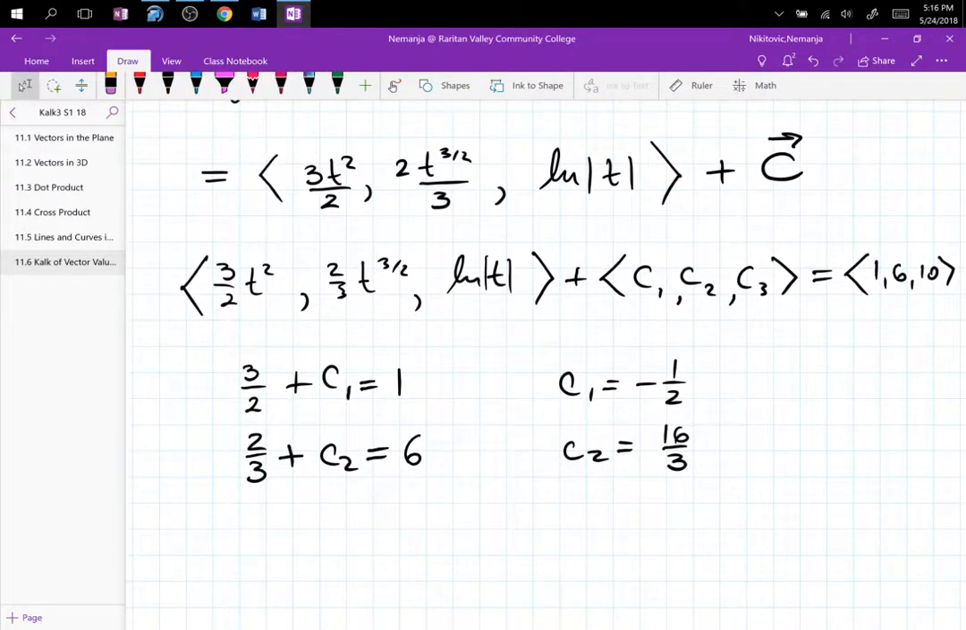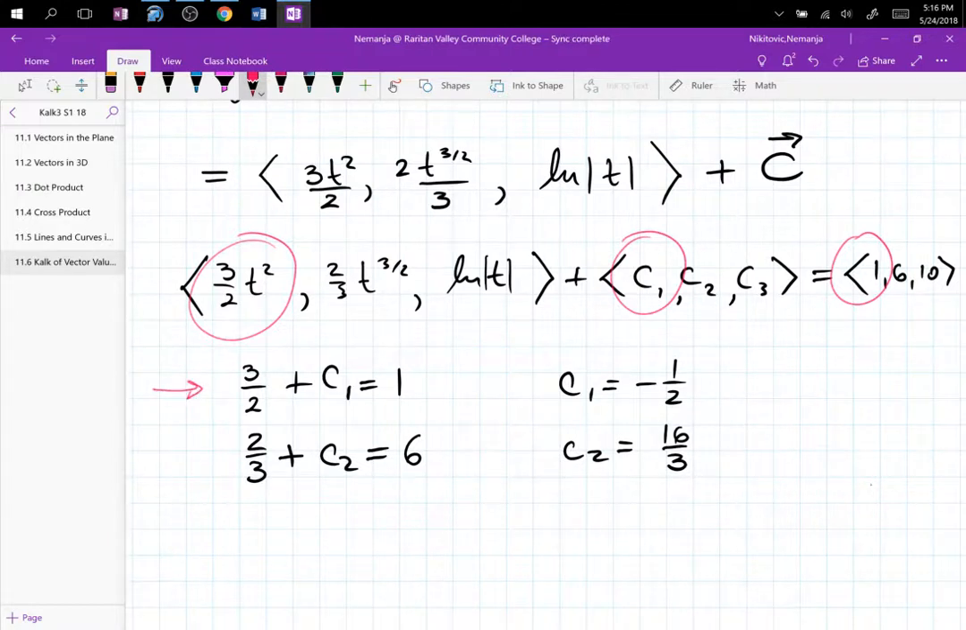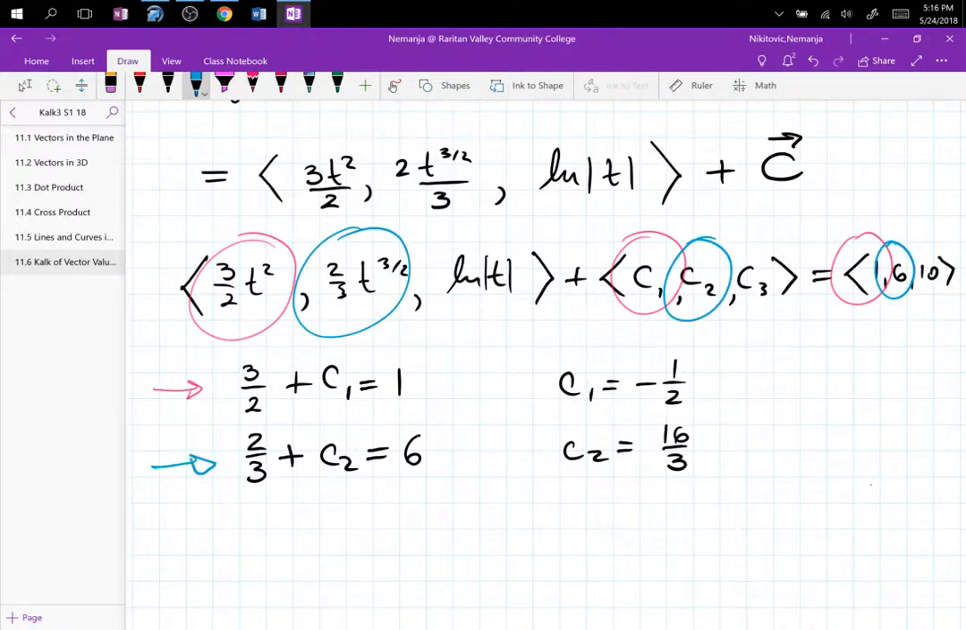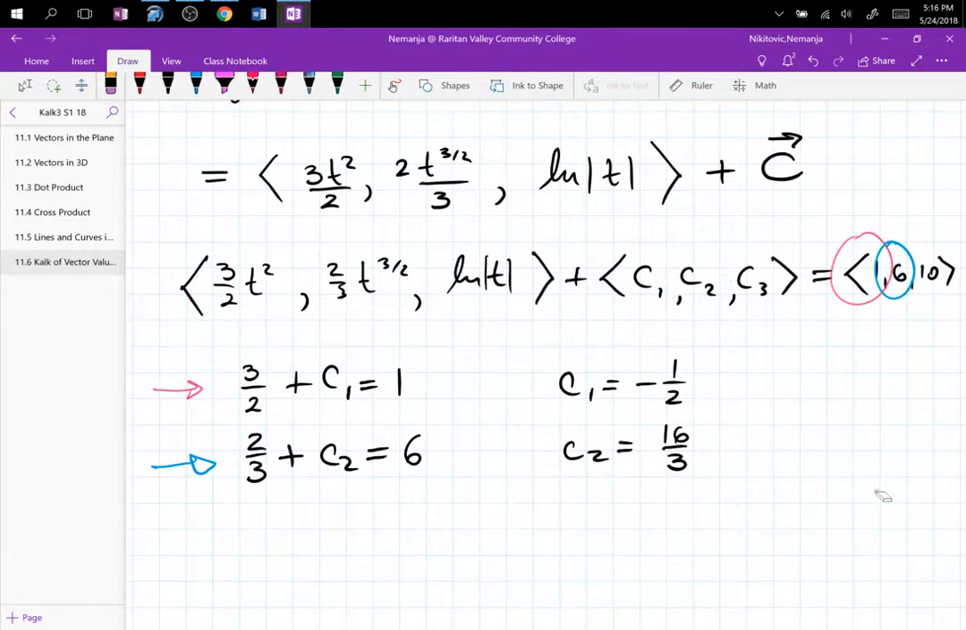What happened? How did you do that again? Oh, when you plug in this, this is one equation. That's the first equation. And then this is the second equation. You solve each equation to get the C1 and C2 values. They're plugging in 1 for t. And now the last one, when you plug in 1 for t, ln of 1 is? Very good, so C3 is just 10.